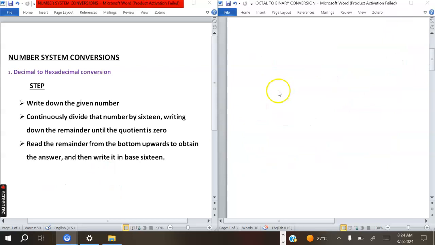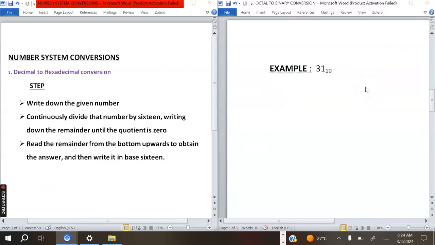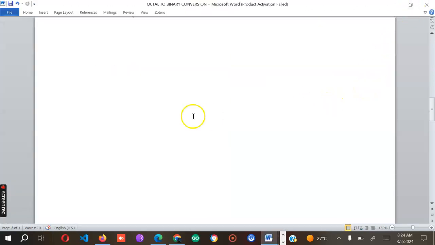Our next example is 31, that is 31 base 10. Before we do this particular example, I will give you maybe 2 minutes to do the whole thing. Then we will work together as a class so that you can make corrections where necessary. So the 2 minutes start now.